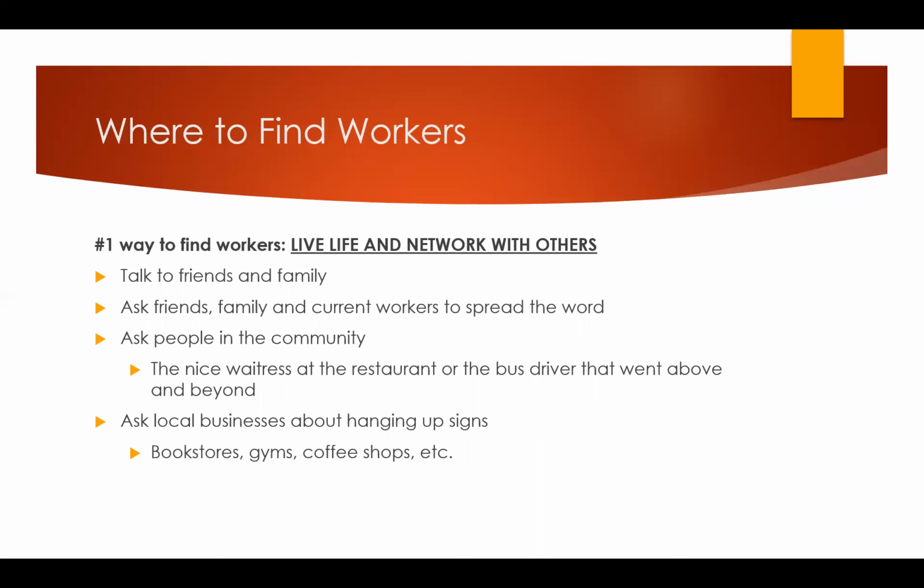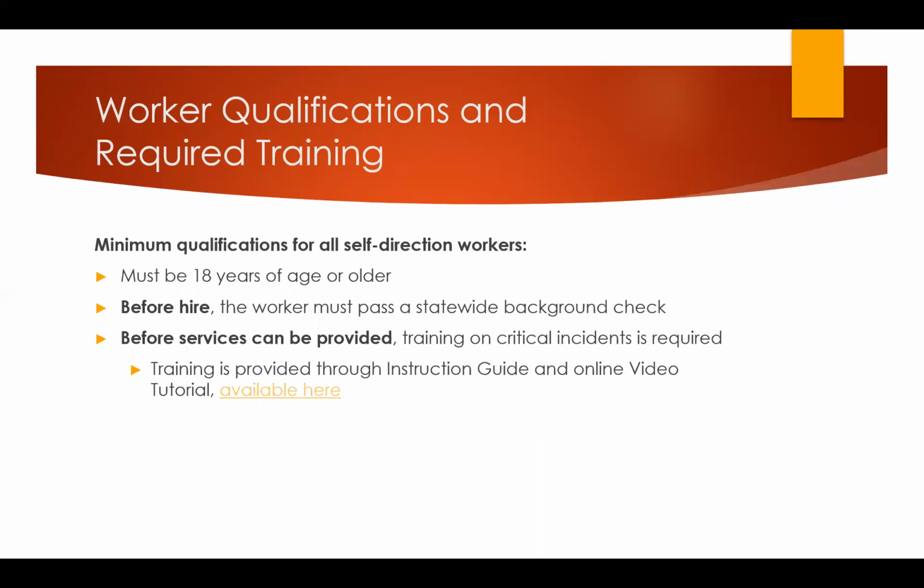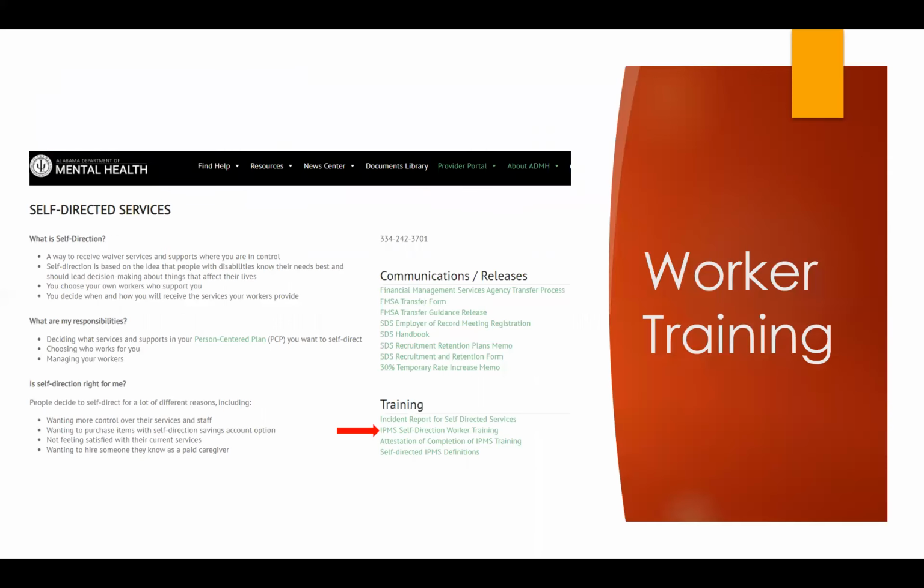Use that resource. When recruiting, keep in mind that in order to be a worker in Alabama, the person must be 18 or older, pass a background check, and complete the training on critical incidents. To find the training on critical incidents, the worker can go find the link on the Alabama Department of Mental Health website. On the bottom right-hand side of the page, under the training heading, you will see a link for the training.